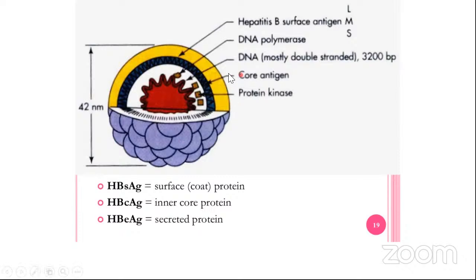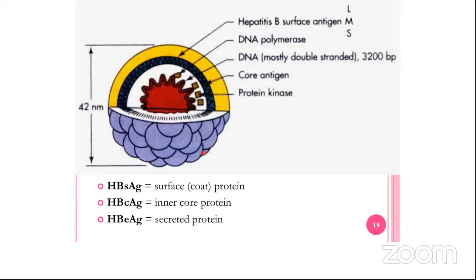Here you can see the core antigen, which I already told you about, and there is also a special enzyme called protease kinase. These are again the surface proteins, and they are called the surface antigen. So specifically, three types of antigens, or three types of more important proteins, have been identified in the hepatitis B virus.